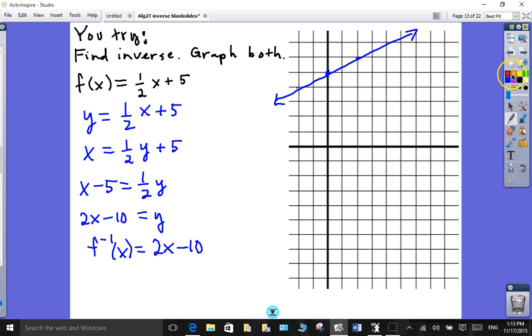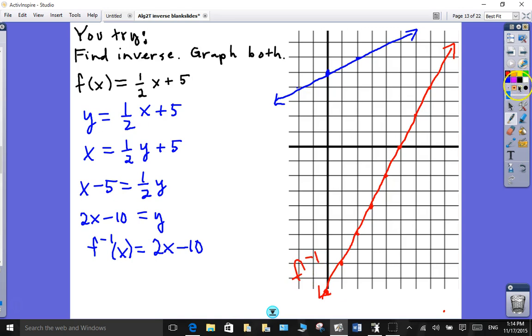And for the inverse, the y-intercept is -10. I think that's like barely on my slide. It's about right there. And the slope is 2. Up 2 over 1. See if I can draw that. Right, that's the f minus 1.